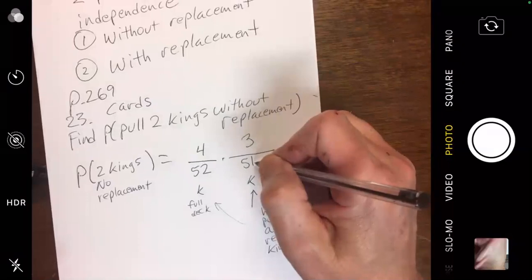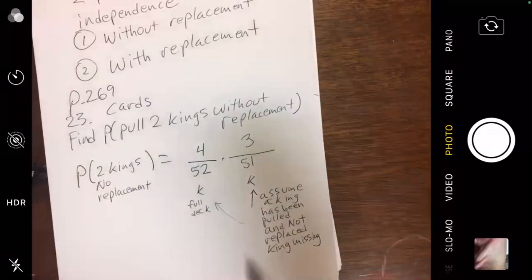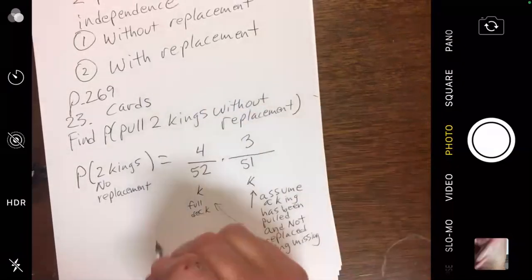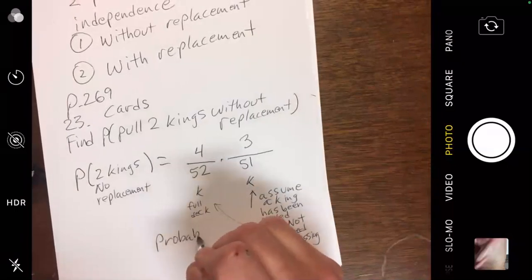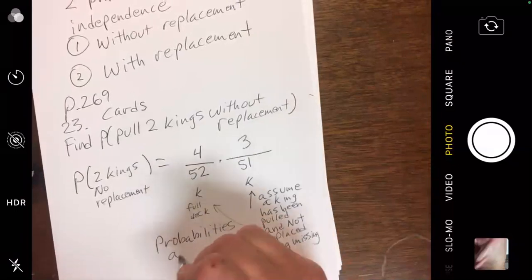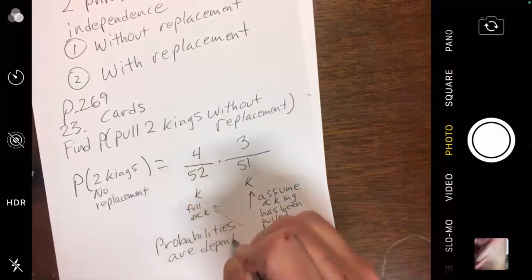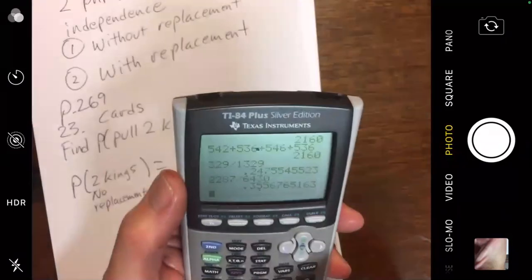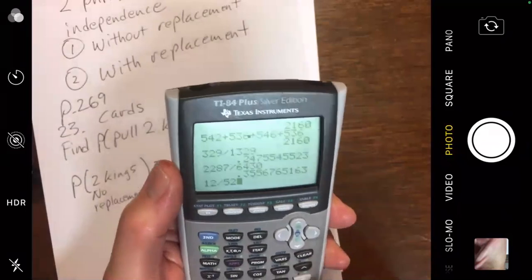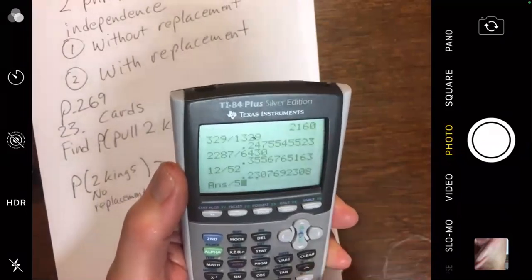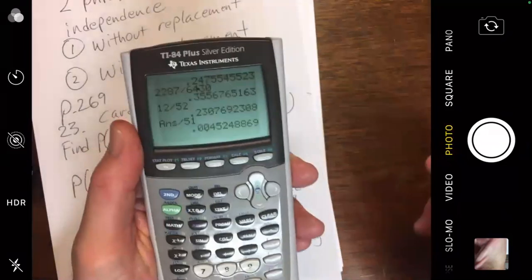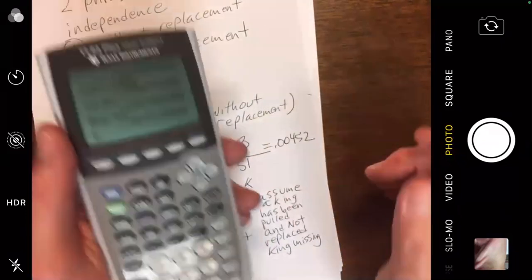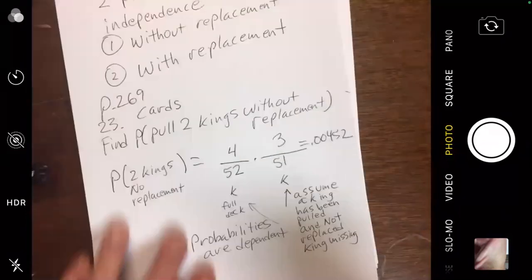And since there's a card missing from the 52 card deck, in other words, this probability depends on this. These probabilities are dependent. You can call that 12 over whatever those two numbers are. Usually we just get a decimal. I'll just take 12 and divide by 52, and then divide that by 51. 0.00452. Okay, now that's part A.